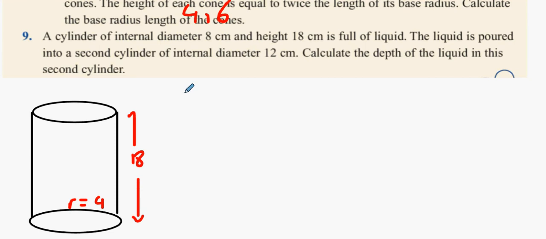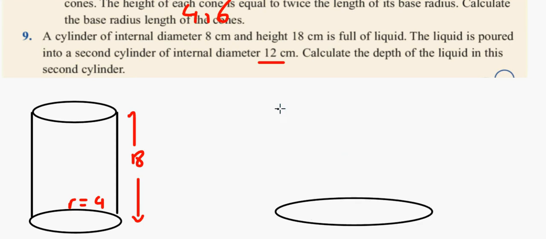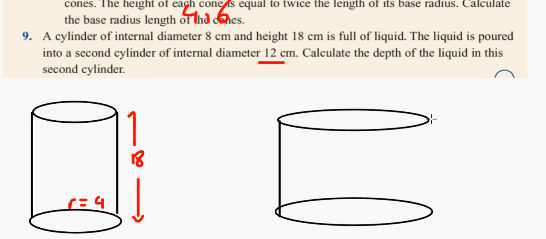Now, its liquid is poured into a second cylinder of diameter 12. Now, I don't know if anyone's ever noticed this when you have a glass of Coca-Cola or something like that. Do you know when you have a really tall glass and you pour it into a really broad glass, what happens to the height of the water? Does anybody agree it shrinks?